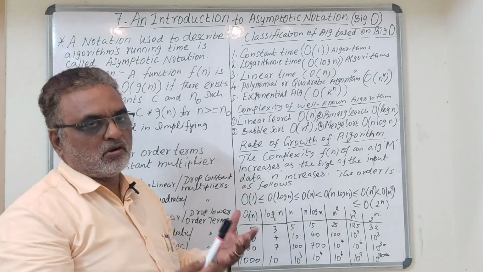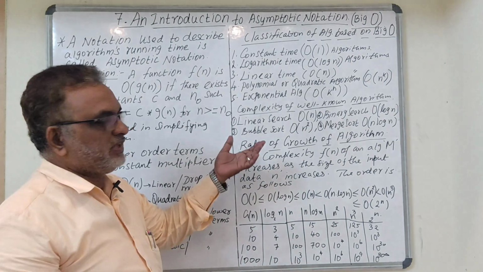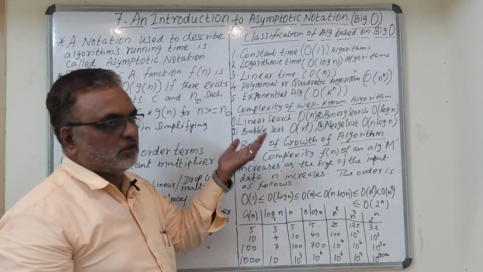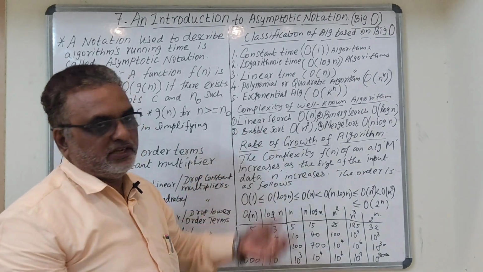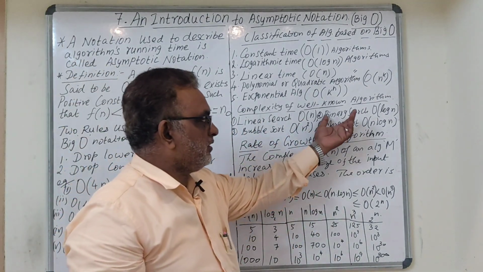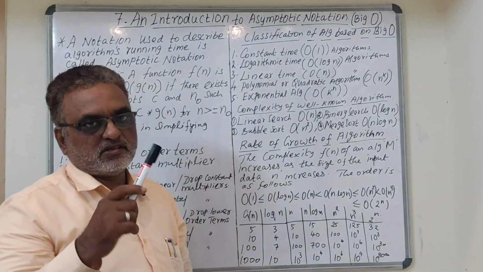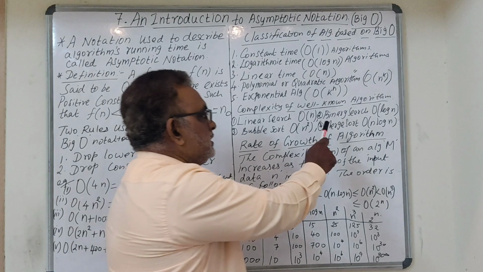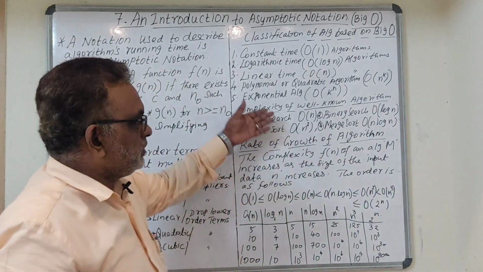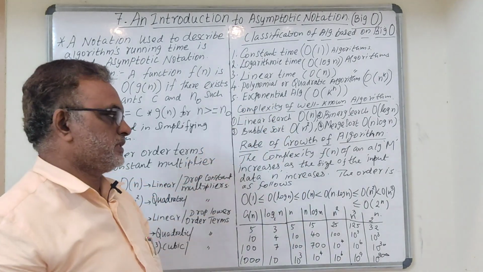So we should know the complexity of the well-known algorithms. Mostly in some of the interviews this kind of question is asked, like what is the complexity of the linear search? It is order of n. Similarly, the complexity of the binary search is order of log n. Bubble sort is order of n square. Similarly, for merge sort, it is order of n log n. So these are the complexities of the well-known algorithms.